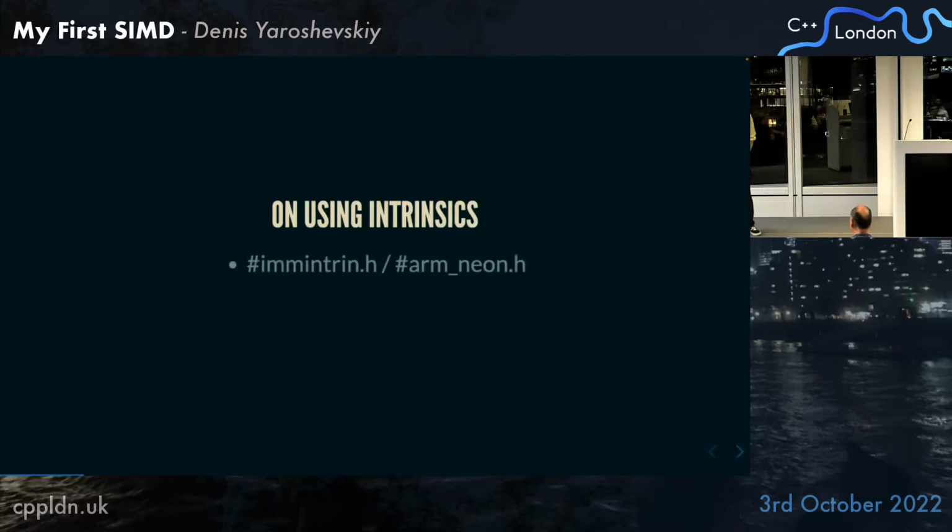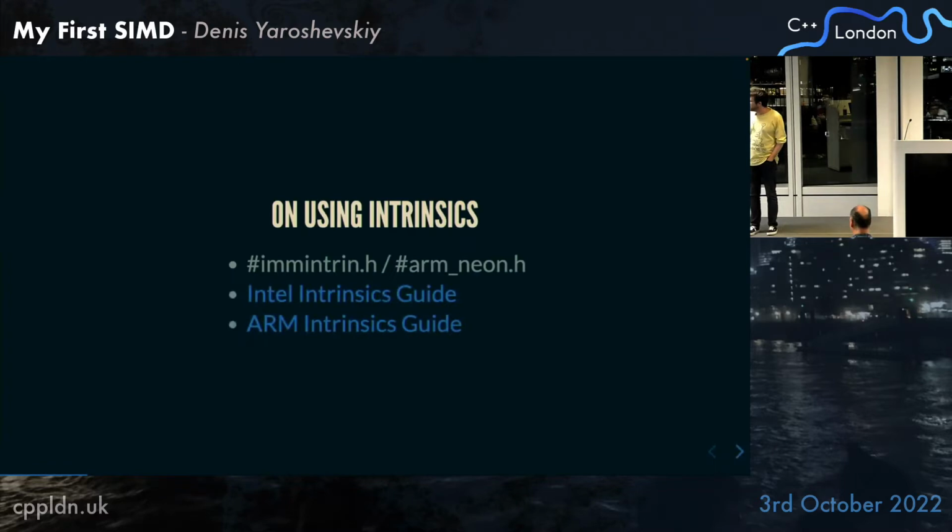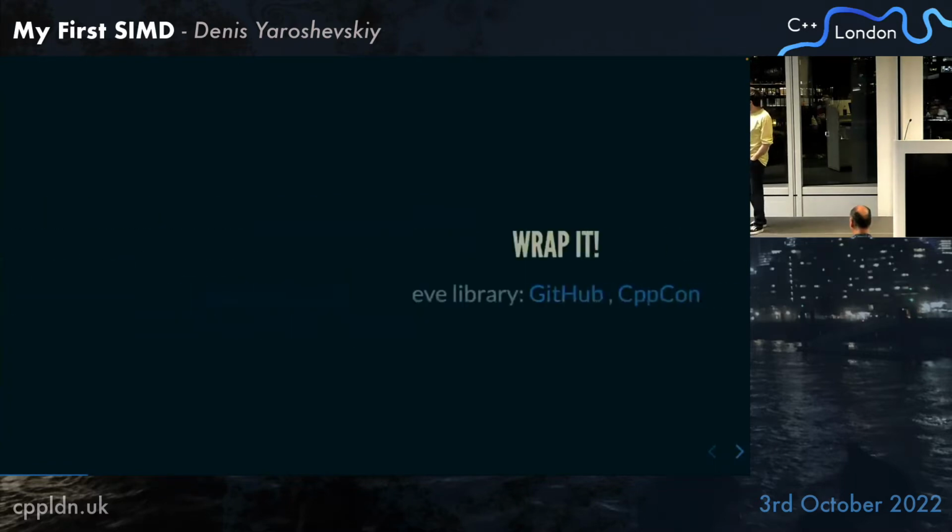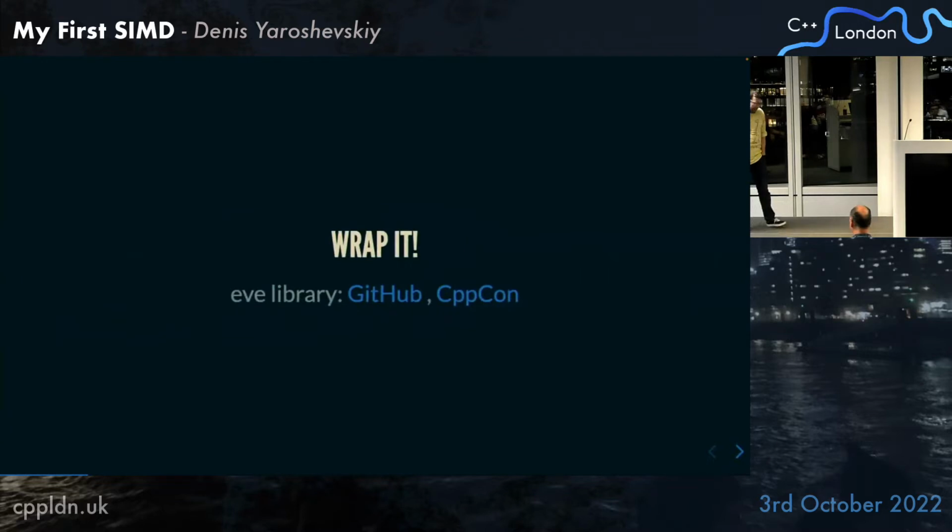However, you just include immintrin.h on x86, you include arm_neon.h on ARM, and you can write intrinsic code. It's shipping with a compiler. There is a guide with a description for everything. However, even if you do it by hand, you want to wrap it.